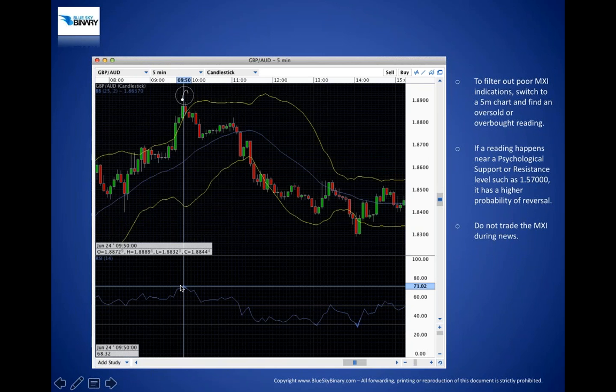Okay. For those of you that understand support and resistance level trading, and those of you that understand the importance of whole numbers, what we call in Blue Sky Binary psychological support or resistance levels, for example, 1.57000 or 1.3000 or 1.000. In this case, 1.89000. Do you see that here? That is exactly where the price topped out, because that is a psychological resistance level, PSI-RES as we call it.